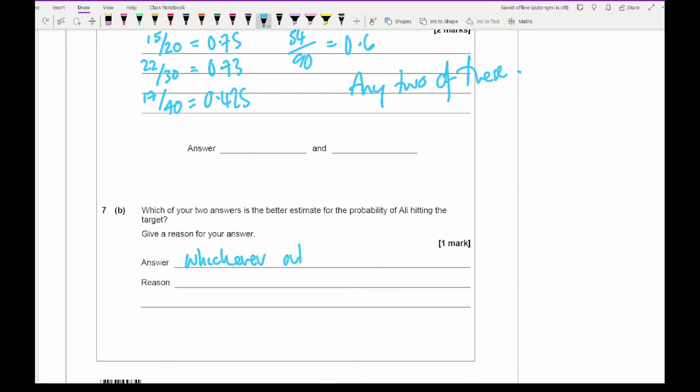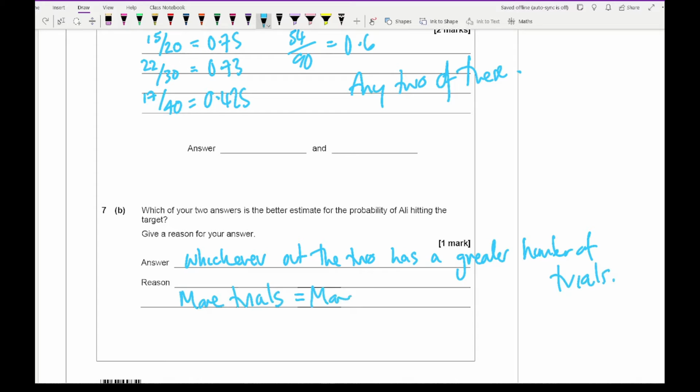out of the two has a greater number of trials. And again, the reason for that is the more trials you use equals the more accurate answer. So something along those lines, and obviously depending on which one you've got.